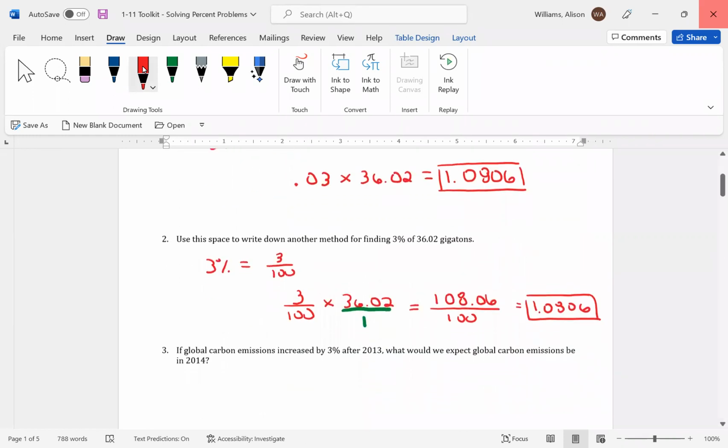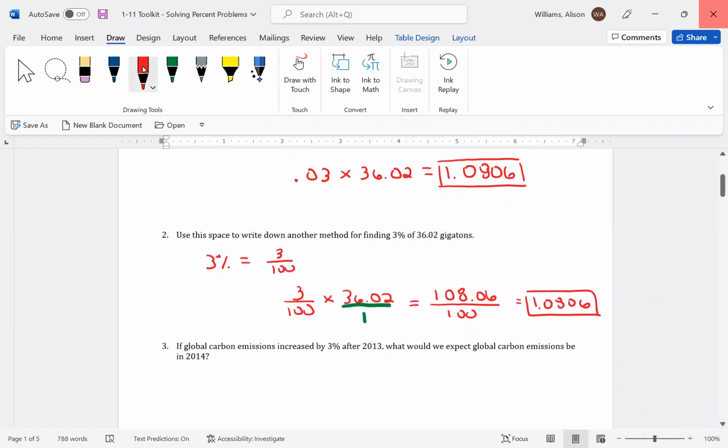Okay, so now they're asking the question, if global carbon emissions increased by 3% after 2013, what would we expect the actual global carbon emissions to be in 2014? In 2013, it was 36.02, and they want to know what it's going to be in 2014. They don't know that, but we know it increases by 3%. Well, we just found 3% of 36.02. So we need to add the 3% we just found.